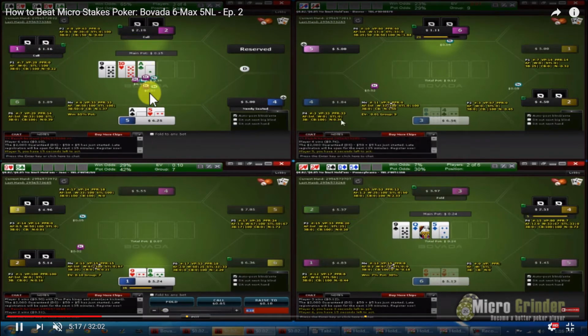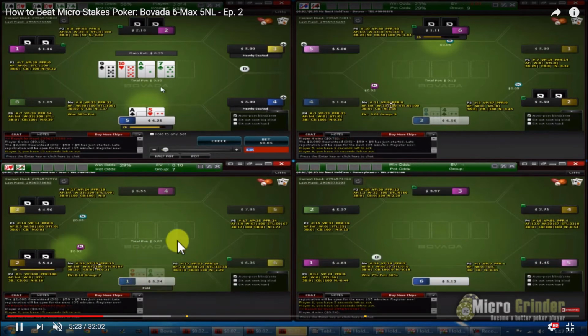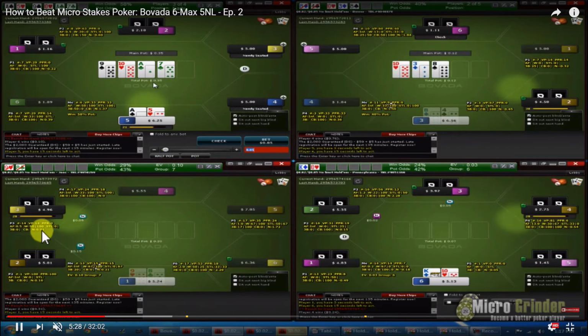Yep, I like leading out here with my pair of aces into a fish. And I'm not a huge fan of folding the 9-8 off there. We got a nit that's probably going to fold a lot. We have an unknown player.